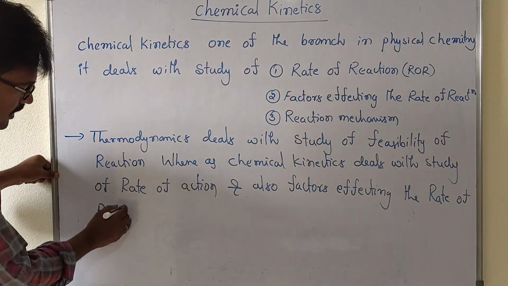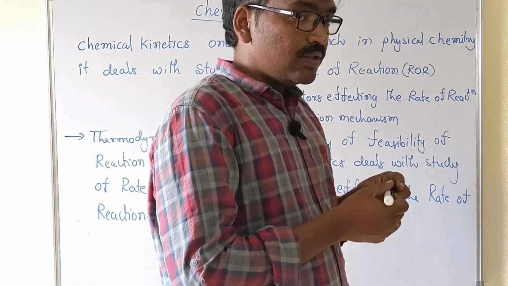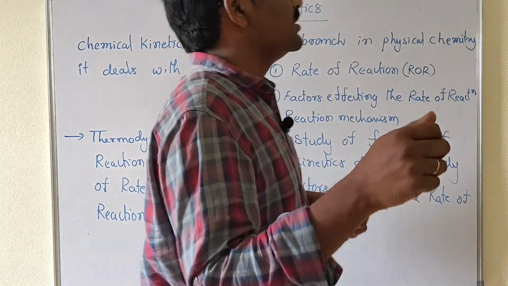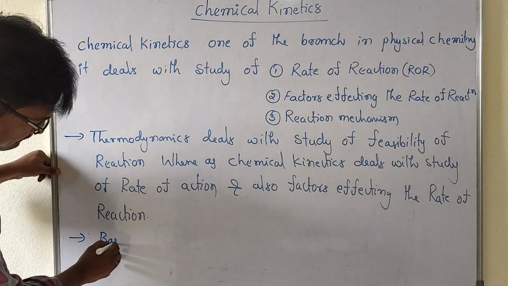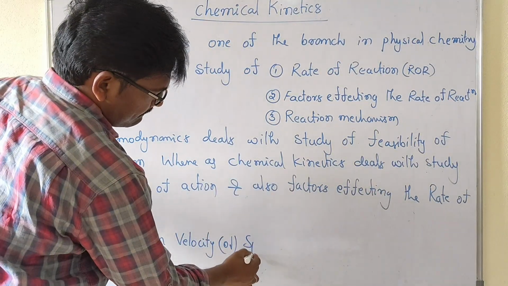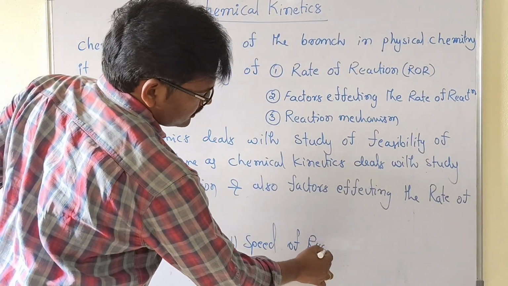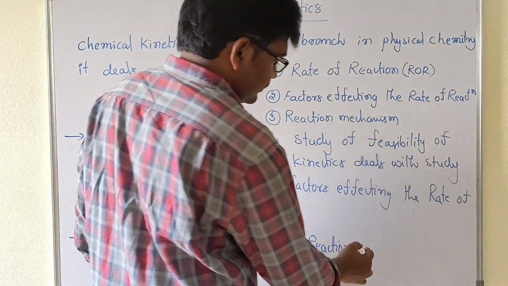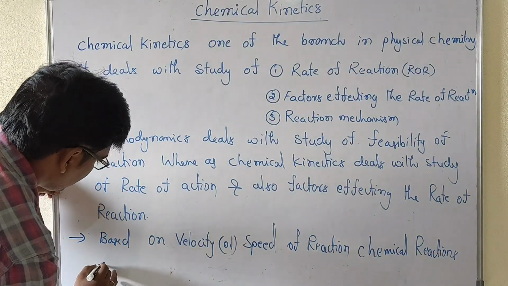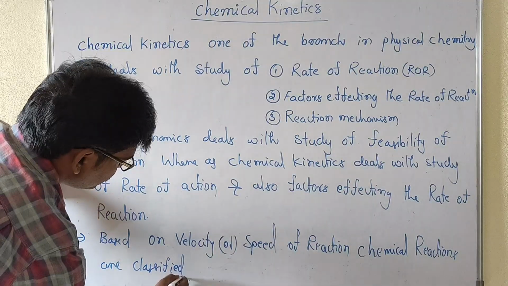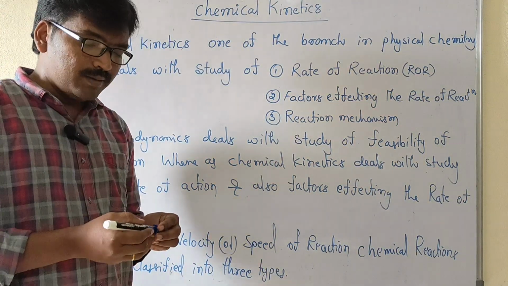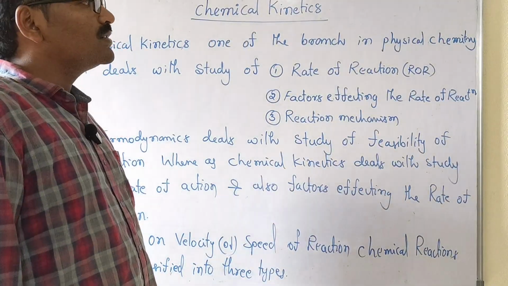So here, before going to discuss the rate of reaction, first, based on the velocity of reaction, or we call it speed of reaction, chemical reactions are classified into three types that we have to discuss. How many types? Three types are there.